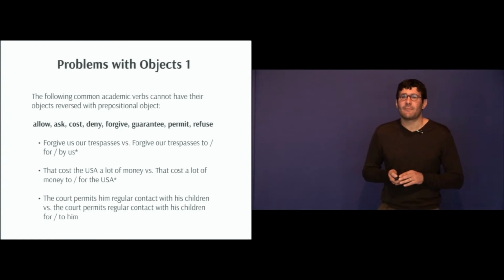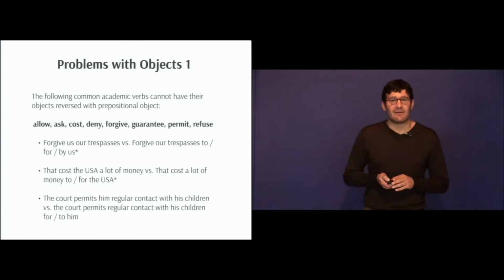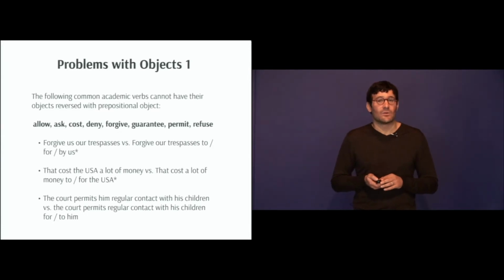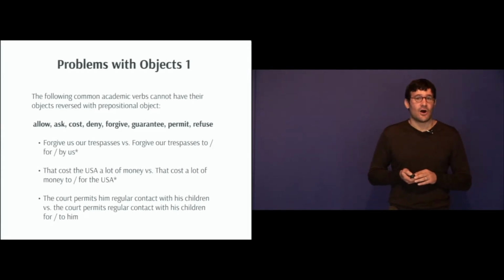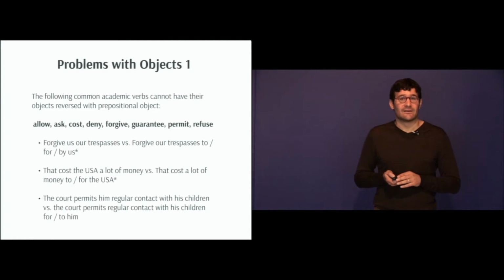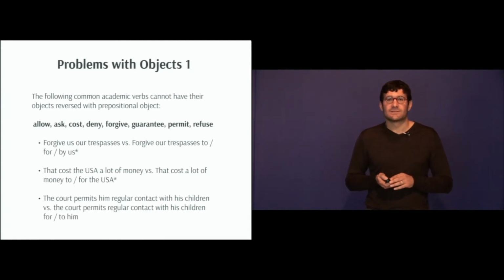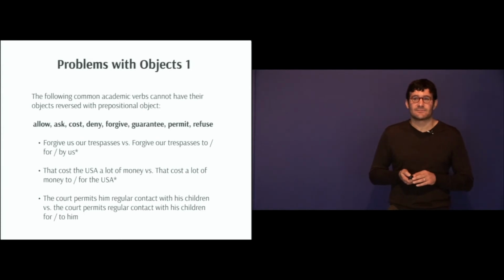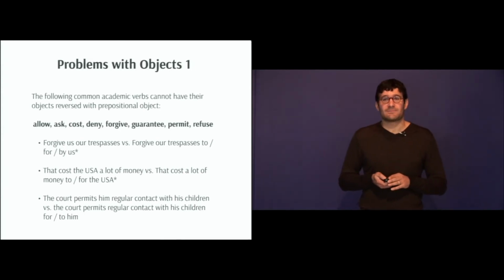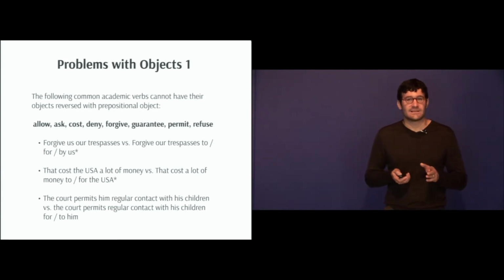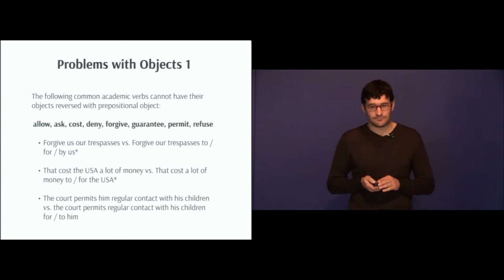The following common academic verbs cannot have their objects reversed with a prepositional object. So, allow, ask, cost, deny, forgive, guarantee, permit, and refuse. So, forgive us our trespasses versus forgive our trespasses to, for, or by us. That doesn't work. All right, the first sentence works. The second sentence doesn't work. That's what that asterisk means.